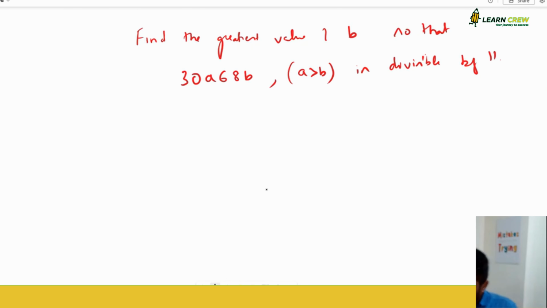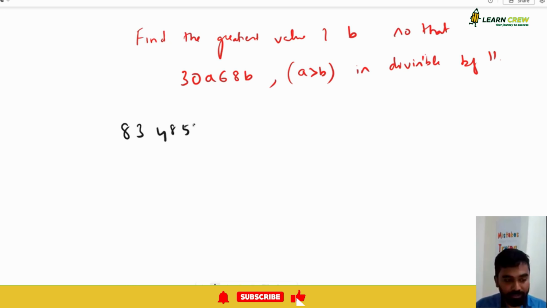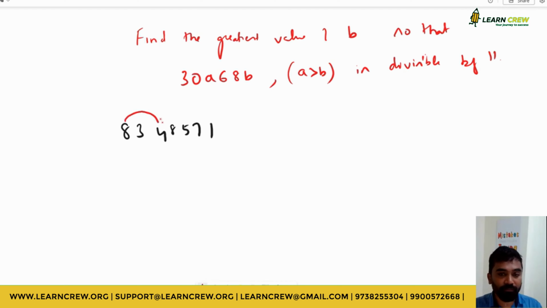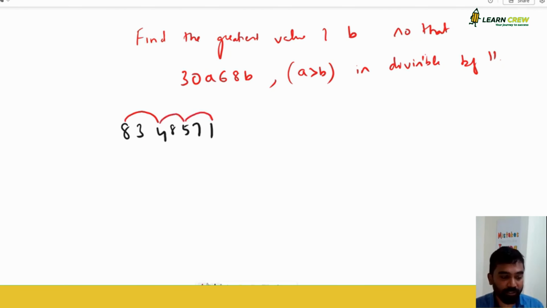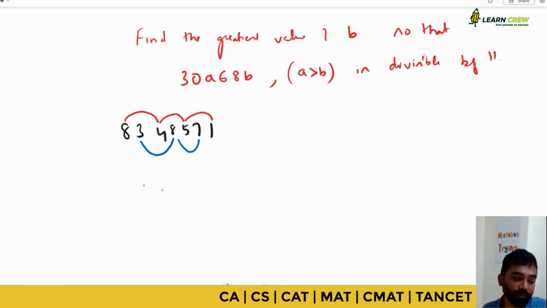How does it happen? Example, take this number: 8, 3, 4, 8, 5, 7, 1. Alternate numbers are going to be 8 and 4, 4 and 5, 5 and 1. And these alternate numbers are going to be 3 and 8, 8 and 7. What is the addition of this? 8 plus 4 is going to be 12. 12 plus 5 is going to be 17. 17 plus 1 is going to be 18.